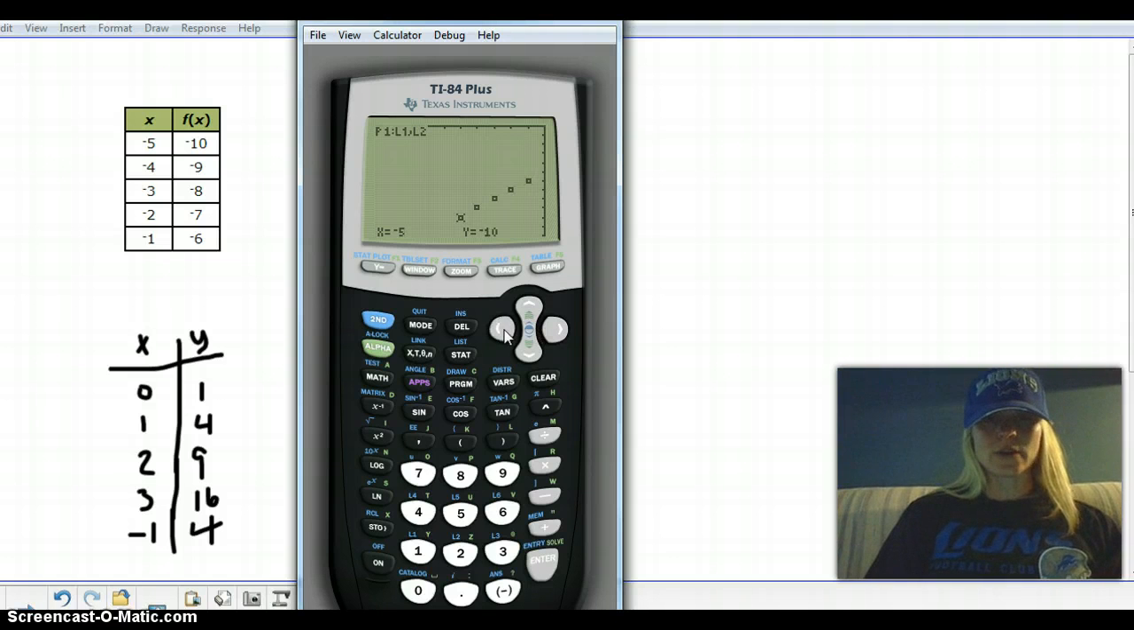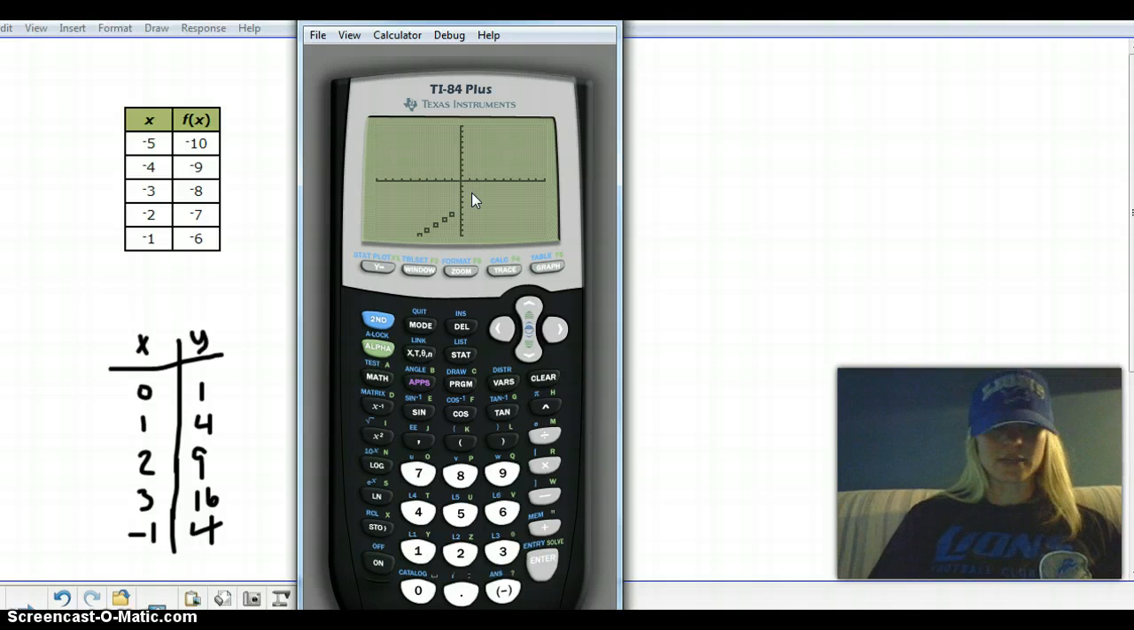If you want to see where it falls on a true x and y coordinate, we should go to zoom and go down to standard. And then you can see what it looks like on an x, y, kind of zoomed out type thing. So this is clearly a linear function. So now I want to know what is the equation of that function?